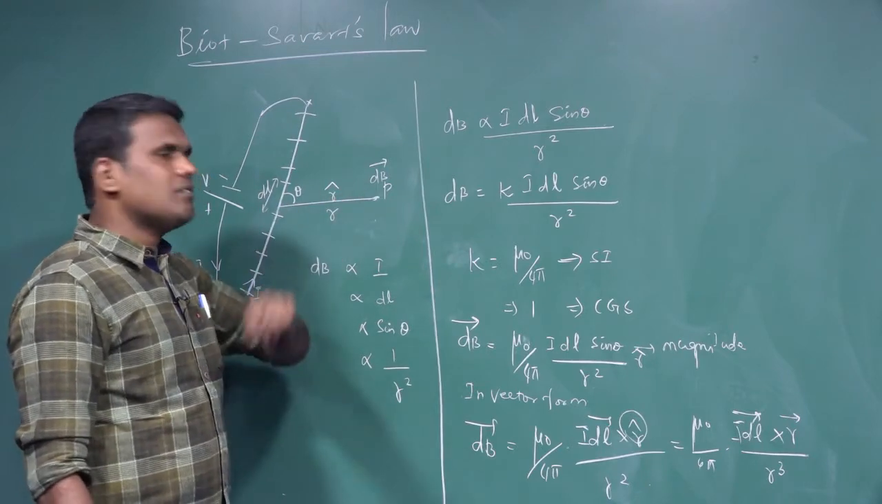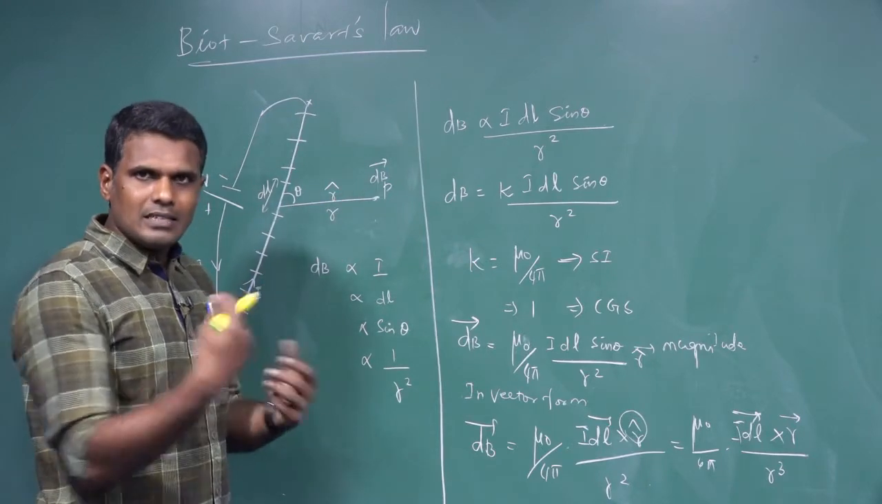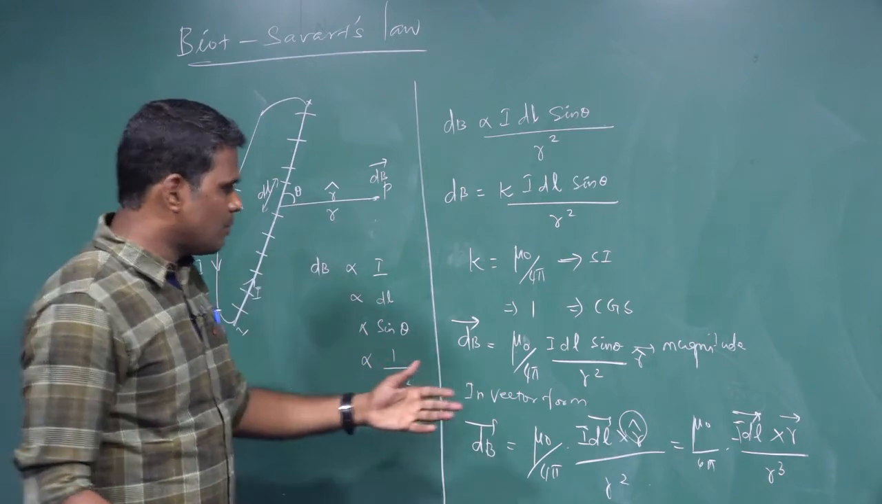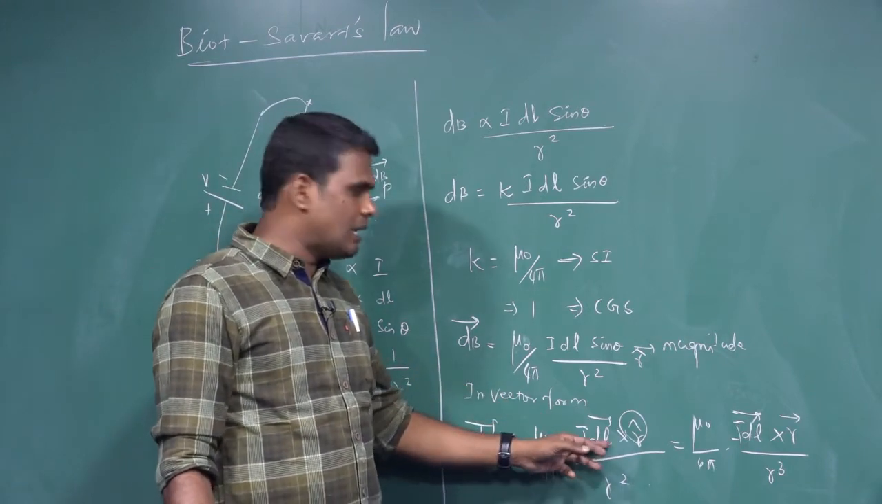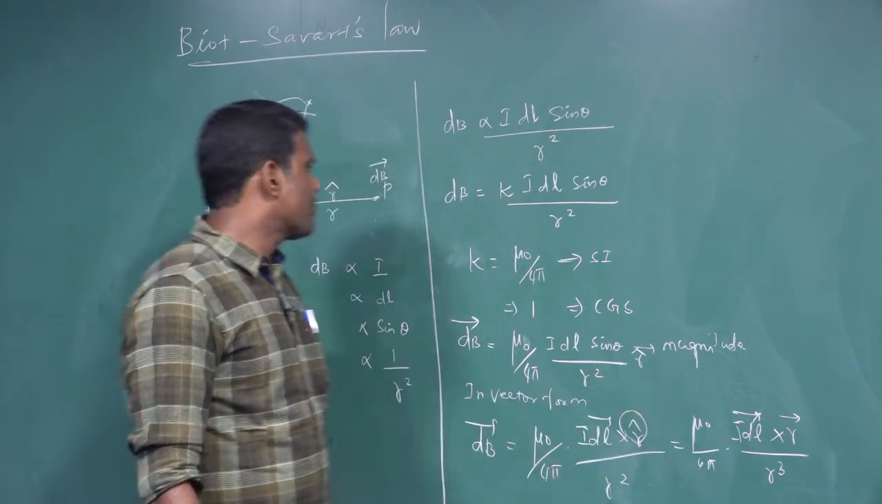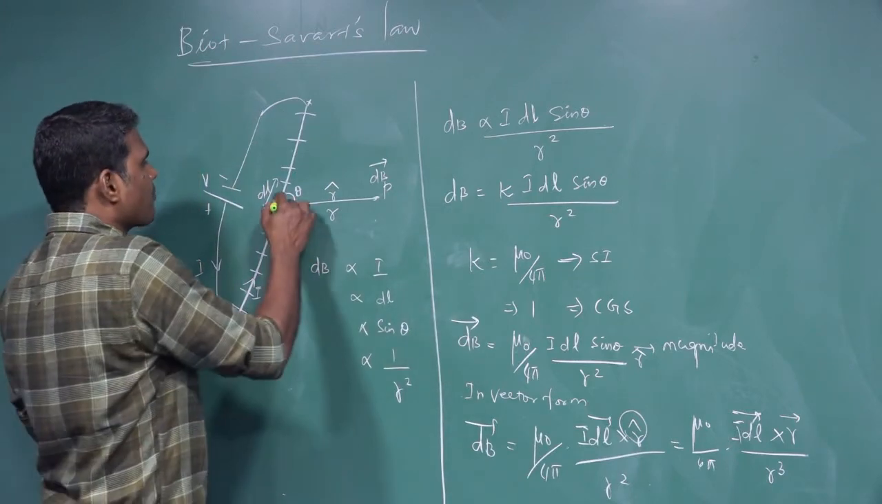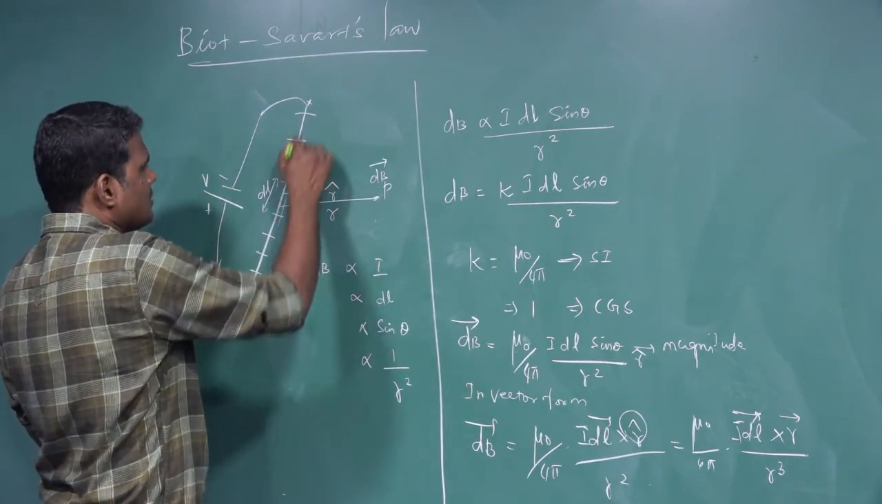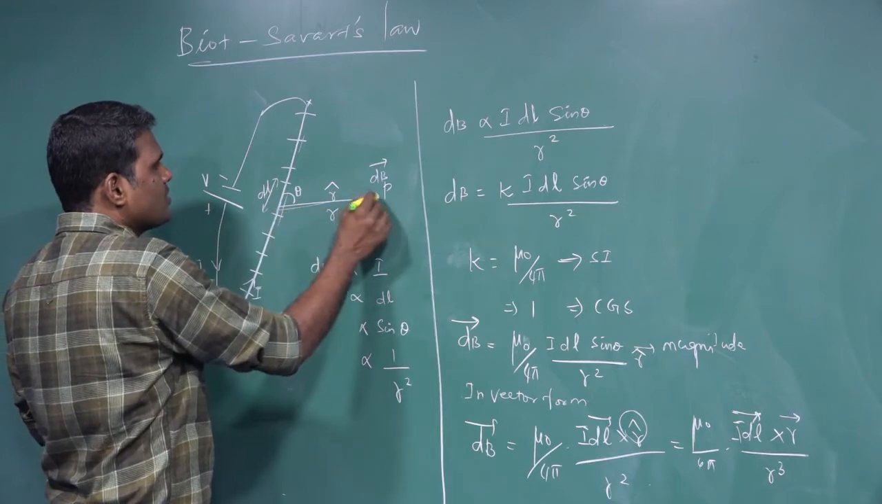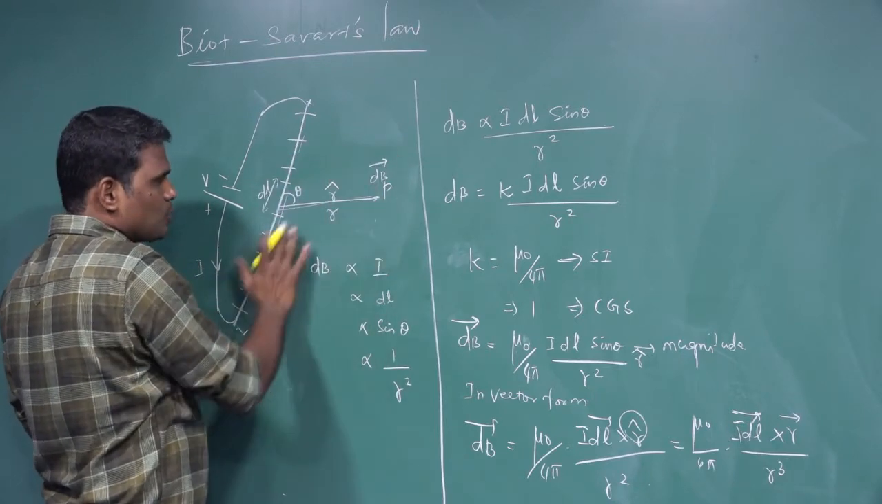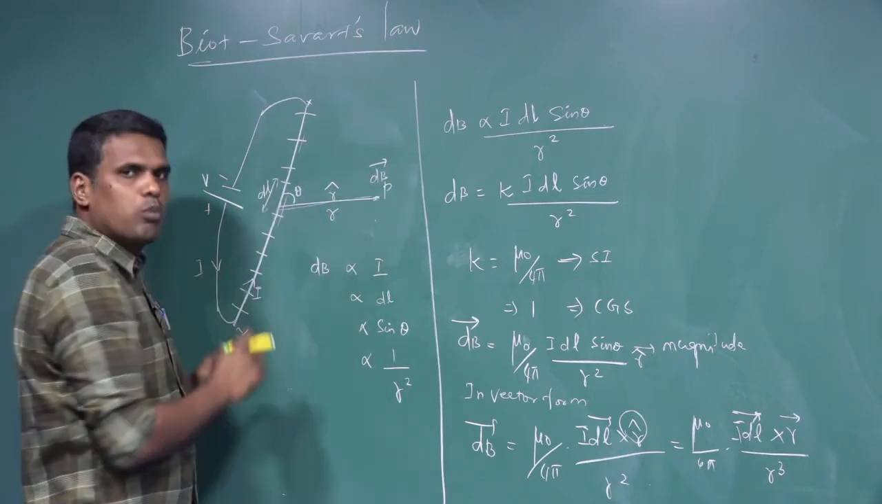What is the direction of this dB vector? In what direction will this dB vector act? We can simply say, we have taken a cross product here, I dl vector cross r vector, r cap. So, I can say, I dl vector is in this direction, r cap is in this direction. These two are lying in this plane, in the plane of the board.